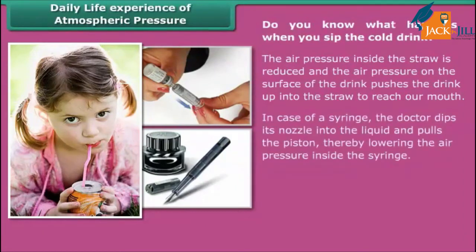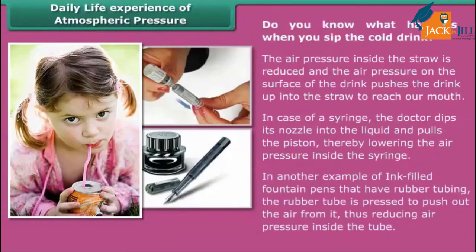In case of a syringe, the doctor dips its nozzle into the liquid and pulls the piston, thereby lowering the air pressure inside the syringe. Another example of ink-filled fountain pens that have rubber tubing, the rubber tube is pressed to push out the air from it, thus reducing air pressure inside the tube.